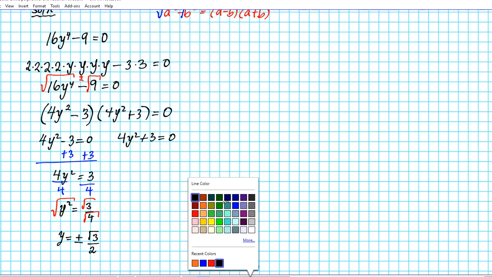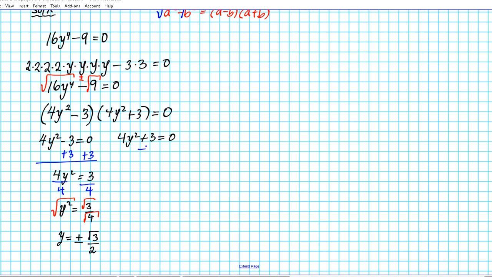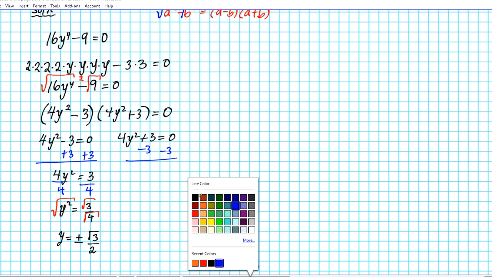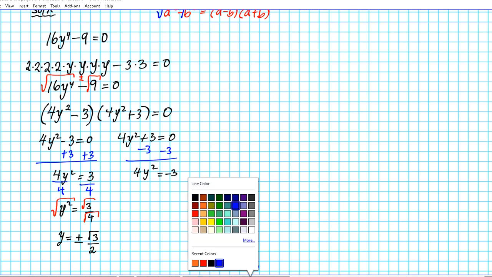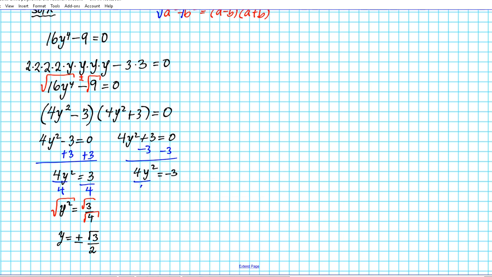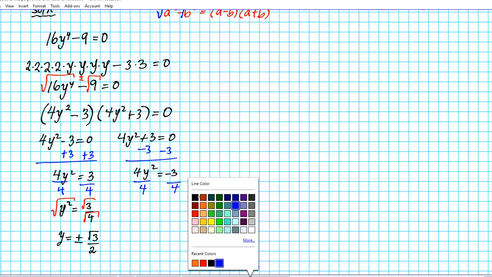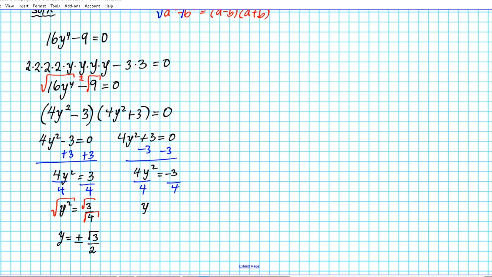For this one, we're going to subtract 3 from both sides. And then, what does that give us? That gives us 4y squared equals negative 3. Going to divide both sides by 4. Okay, and then that gives us y squared is equal to negative 3 over 4.